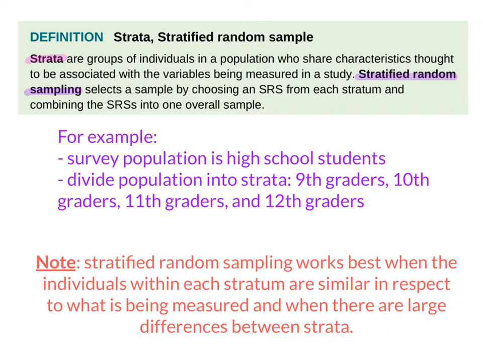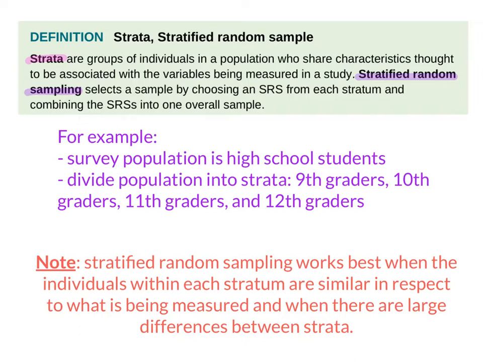So essentially you're taking a bunch of different little strata, little groups, and you're sampling from each of those, hoping to get a broad scope of whatever it is that you're surveying them about. For example, let's say that the entire survey population is the students in a high school. You can divide that population, depending on what you're asking, into different strata. You could split them up by grade, 9th, 10th, 11th, and 12th graders, or other types of groups.